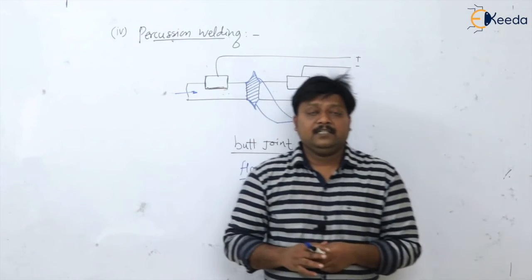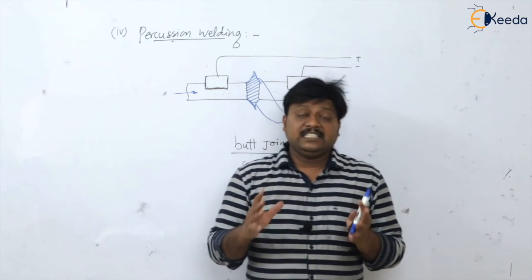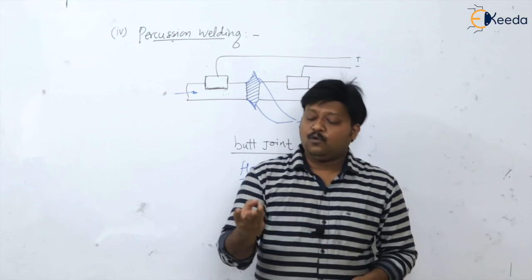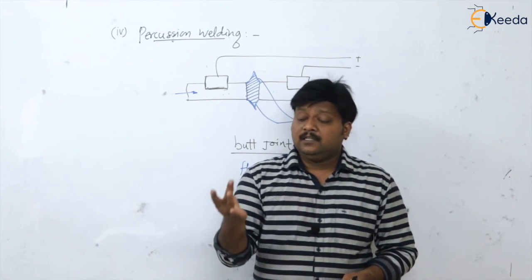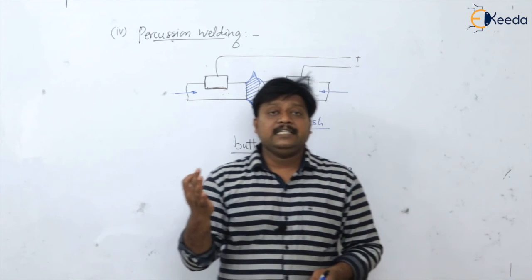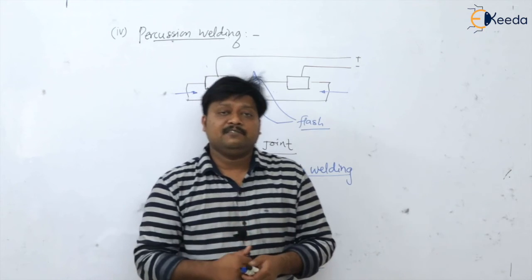So in this way, students, we have seen the various types of resistance welding: spot welding, seam welding, then projection welding, and percussion welding or flash butt welding. Thank you.